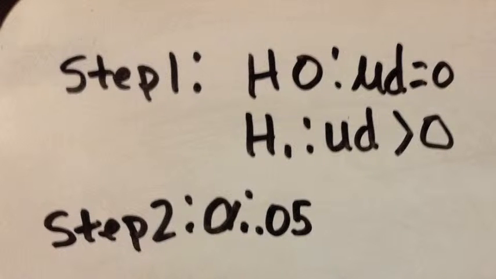The sample is normally distributed and the level of significance is 0.05. We know that the null hypothesis is equal to 0 and the alternative hypothesis is greater than 0, which means that this will be a right-tailed test. The level of significance given was 0.05.